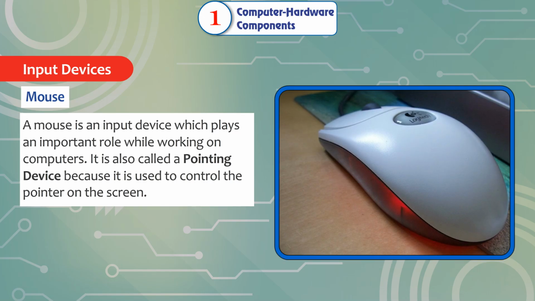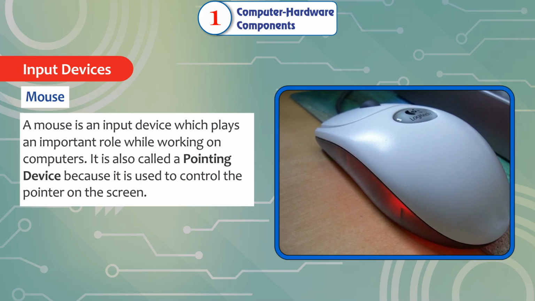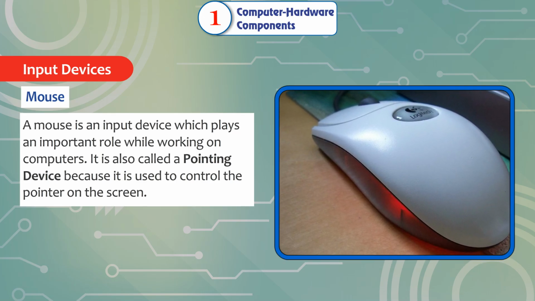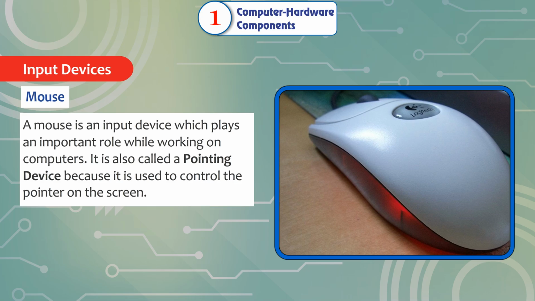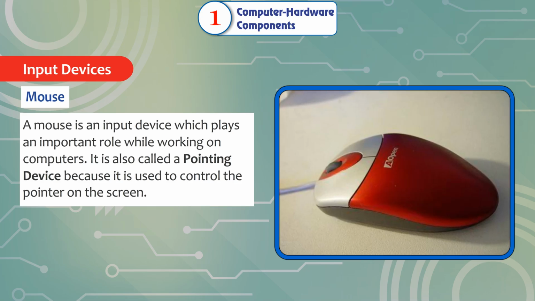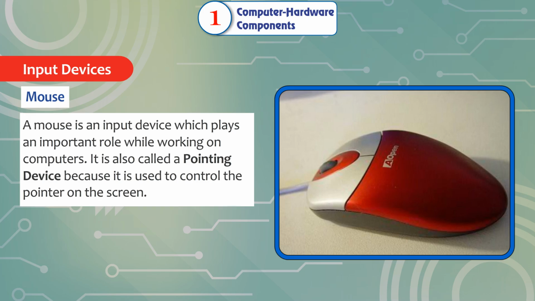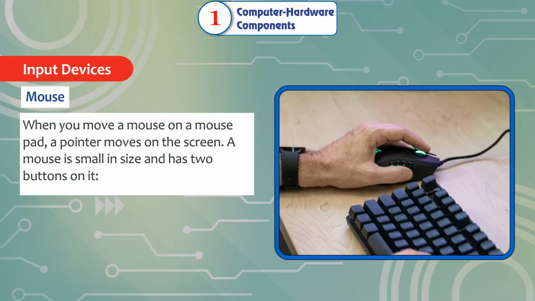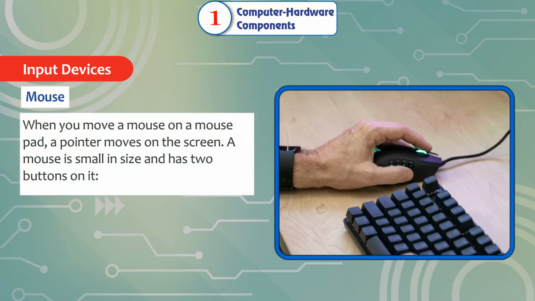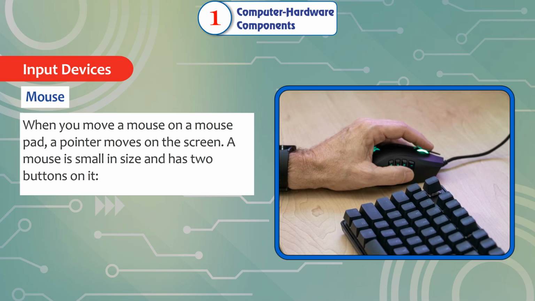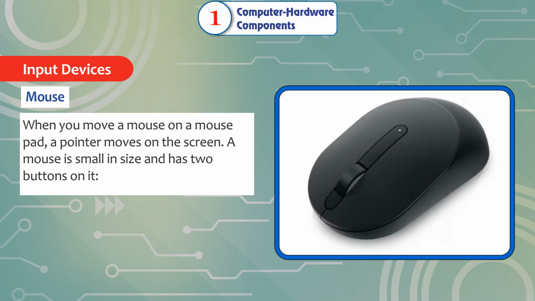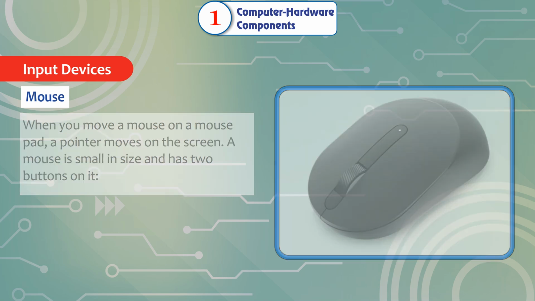Mouse. A mouse is an input device which plays an important role while working on computers. It is also called a pointing device because it is used to control the pointer on the screen. When you move a mouse on a mousepad, a pointer moves on the screen. A mouse is small in size and has 2 buttons on it.